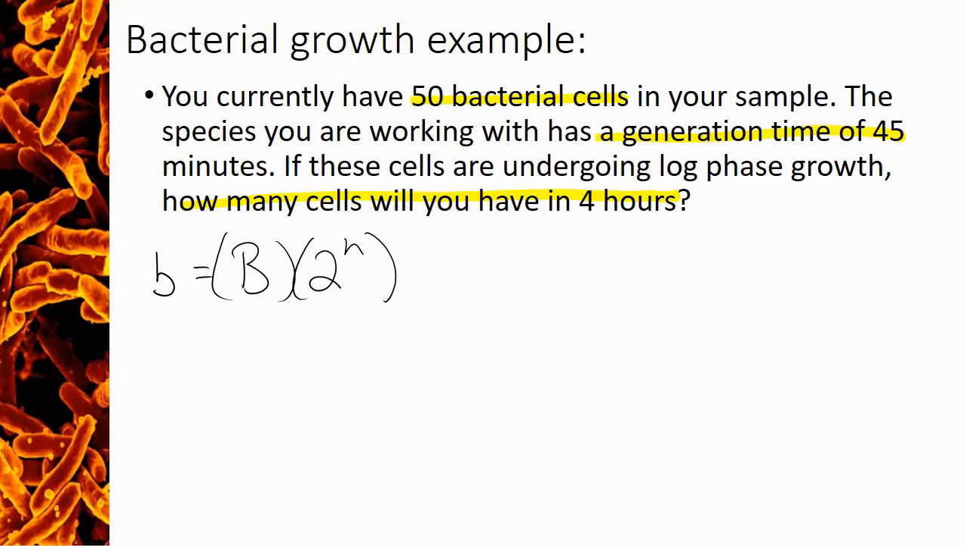With little b being the amount of cells after growth, which is what we want to know. How many are we going to have after 4 hours? So right now we're trying to solve for little b. Big B was the number of cells before growth, which in this case was 50. But then when we go to fill in n, notice the problem doesn't tell us the number of generations.